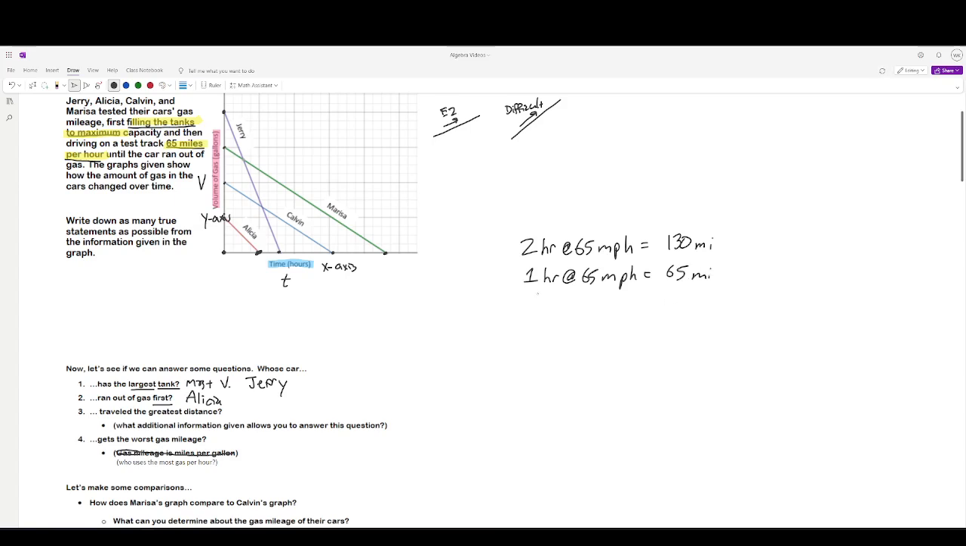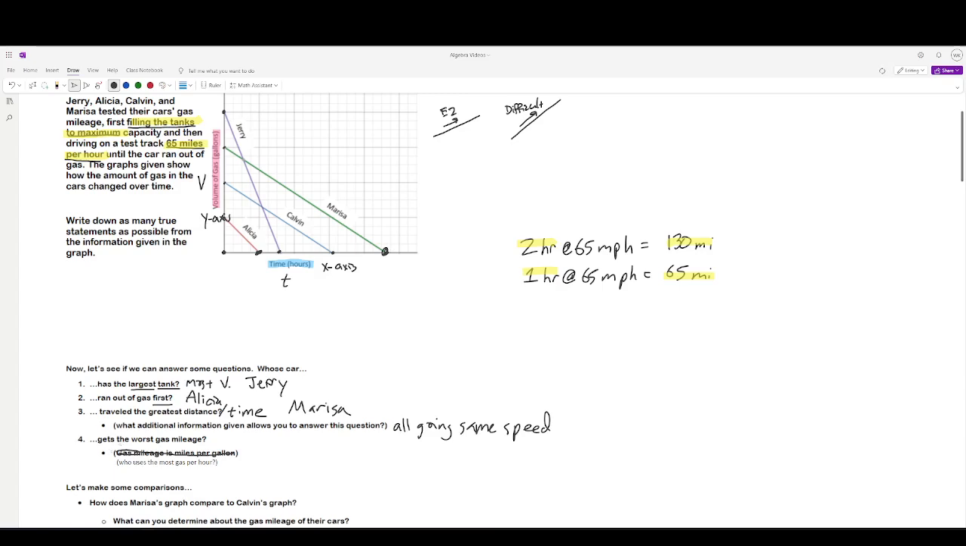So because they're all traveling the same speed, they're all going 65 miles per hour, then we can directly relate the time they drove, the number of hours, to the distance they traveled. Going twice as long is the same as going twice as far, but that's only because we know they're all going the same speed. And who traveled the greatest distance, which in our case is the same as the greatest time, we can see that Marissa traveled the greatest time.